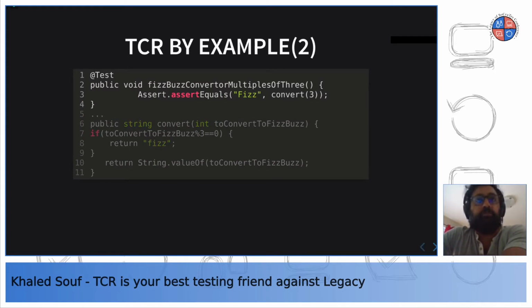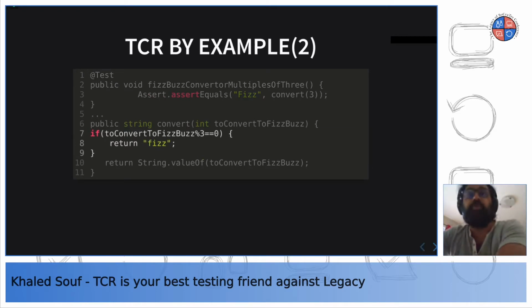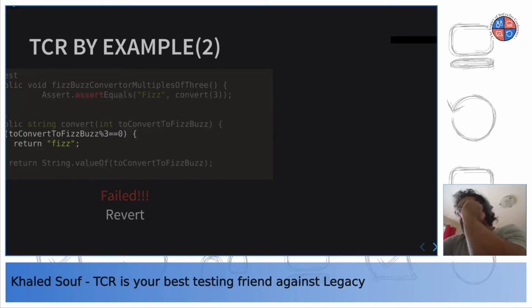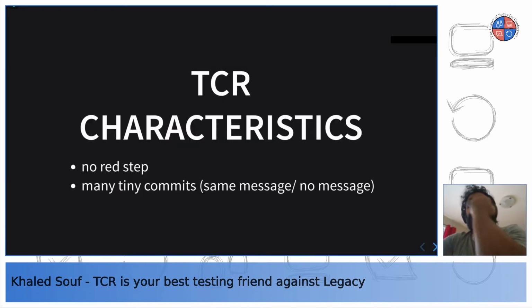So another example, I give it 3. It should give me fizz, and I just added enough code to pass, but actually it failed. Why? Because the capital letter right here, I forgot to do it. So it failed, and what happens? It reverted. So all this code, the test and this one, we're going to go back to the state that we had before. This is how TCR actually works.